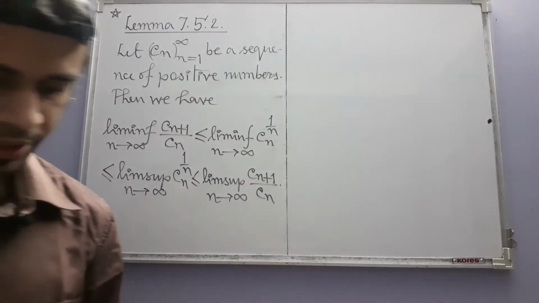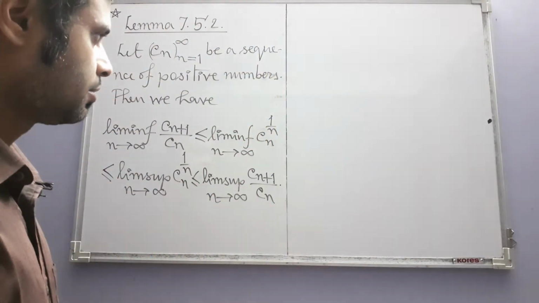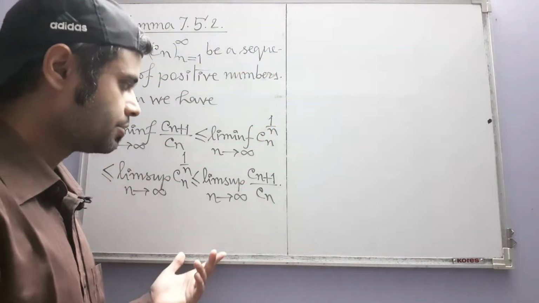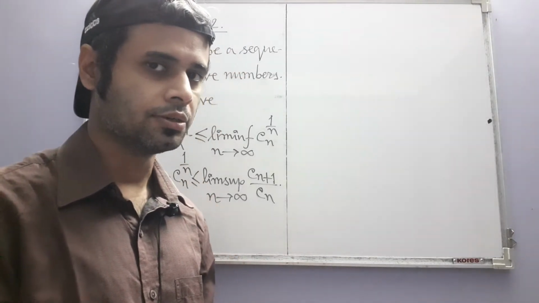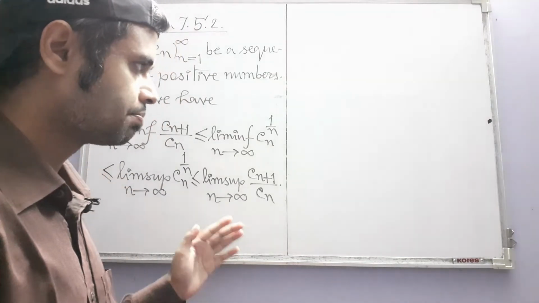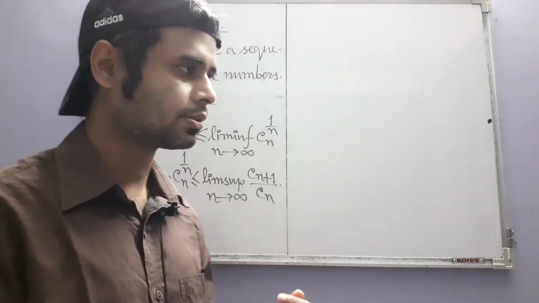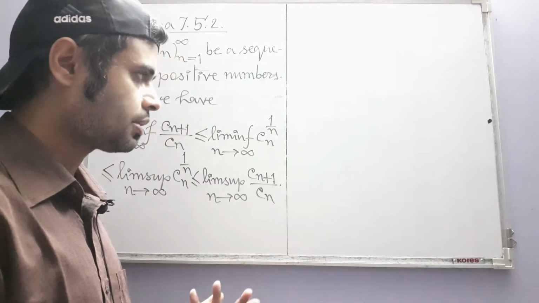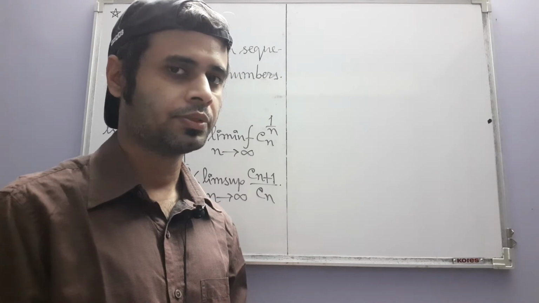The next result is lemma 752. Now before we start proving this one, let us recall that in the previous analysis video, we proved the root test for absolute convergence of a real series. And you can of course understand that the root test is a bit difficult to apply.